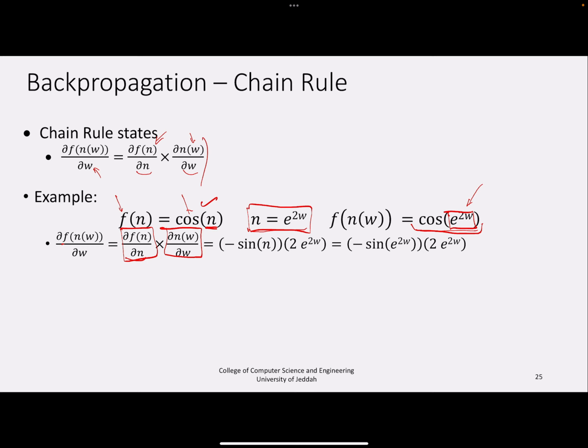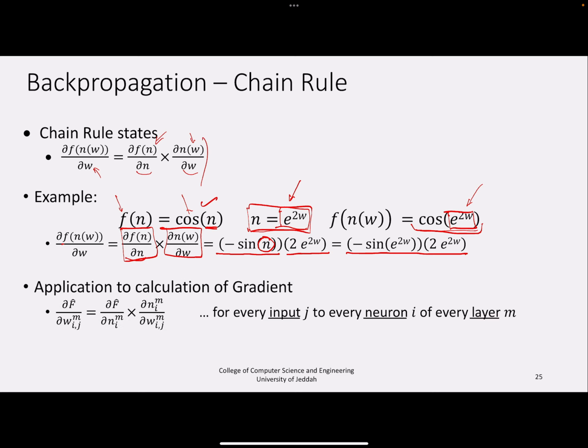The partial derivative of cosine of n with respect to n is minus sine n. The partial derivative of e to the power 2w with respect to w is 2e to the power 2w. Now, n, of course, can simply be substituted with e to the power 2w, and that gets us this expression over here. And this is how you can apply the chain rule in such situations.